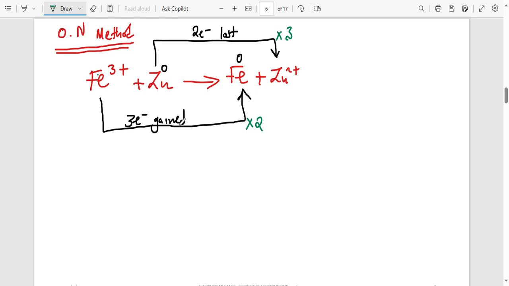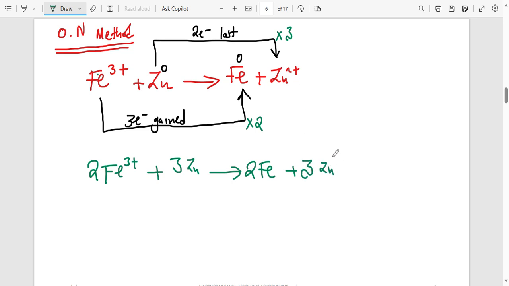So if we multiply this by 2, the ion, it becomes 2 iron 3 plus. And then for the zinc, we are multiplying by 3. So that will become 3 zinc. On the product, the iron, we are also multiplying it by 2. So that will be 2 iron. And then the zinc will multiply by 3. So that is going to be 3 zinc 2 plus. Okay. So that is how we go about it. Hope this is okay.